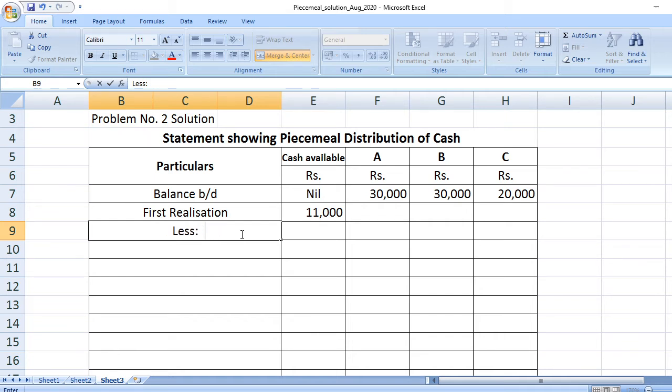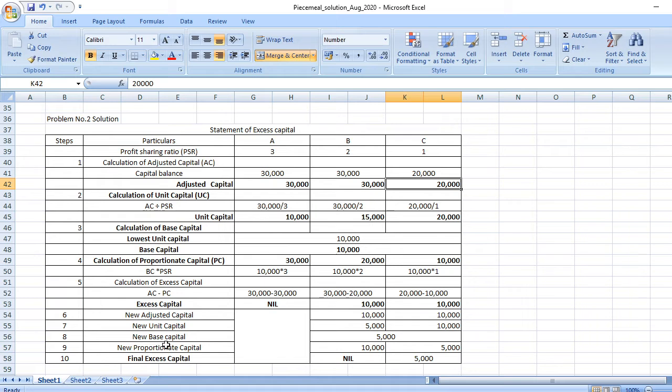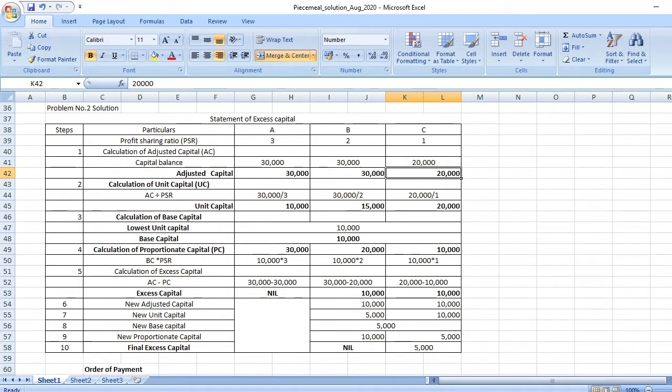But we will not pay to all partners this 11,000. We have an order of payment also. We will not pay directly, distributed as per profit sharing ratio. We prepare the order of payment, and on that basis we will pay. The order of payment we have already discussed.